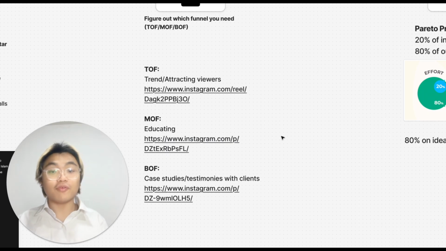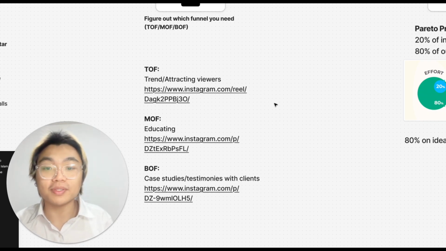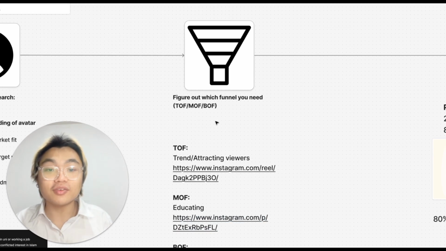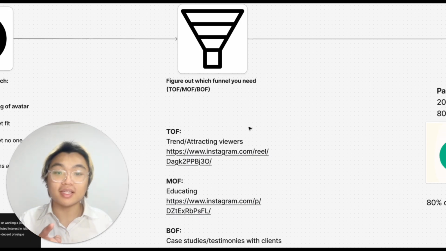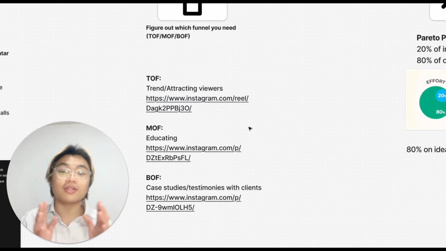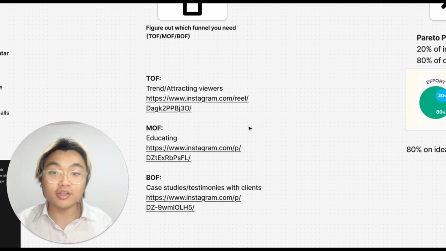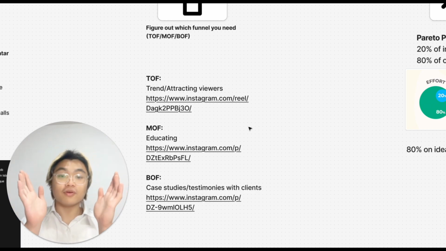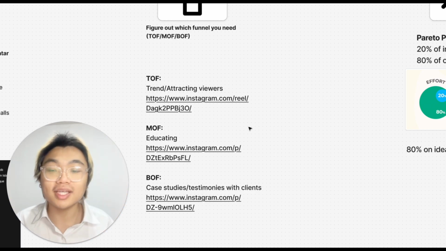To have all these three is really important. The general ratio that's recommended, if you don't know what to post at all, would be 40% top of funnel, 40% middle funnel, and 20% bottom of funnel. However, the big caveat is that you need to figure out which funnel you specifically need. There's no point following these ratios if you already have a lot of top of funnel. Let's say you're getting hundreds of thousands or millions of views, but the people viewing are not converting into buyers, then you don't need any more top of funnel. You need to be posting more middle funnel and bottom of funnel.